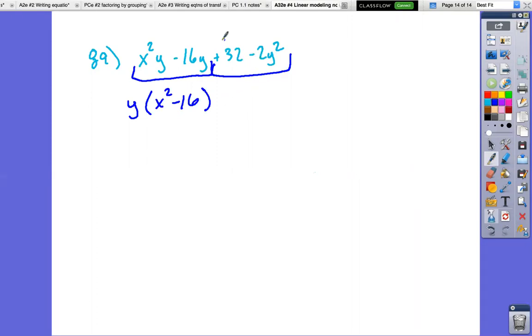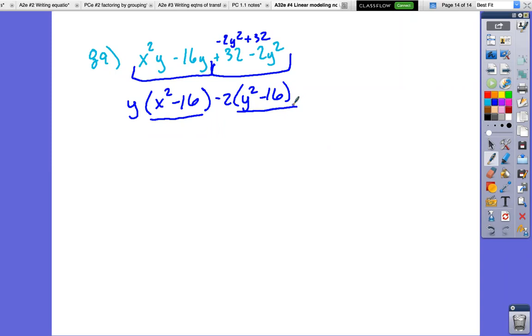In fact, I could rewrite these as negative 2y squared plus 32. If I pull out a positive 2, or I'm sorry, a negative 2, if I pull out a negative 2, I would be left with y squared minus 16. These are not exactly the same.